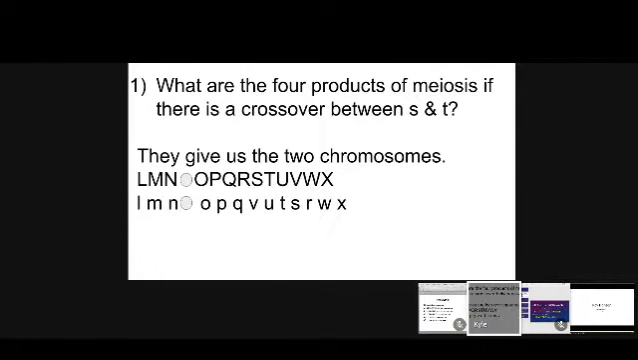And we're going to have a normal product 1 and 4, which are going to be the original chromosomes that we started out with. And those are our 4 products of meiosis with this set of chromosomes.